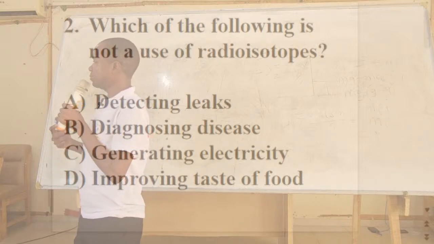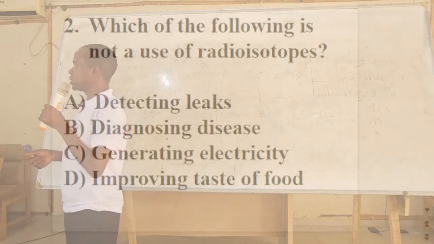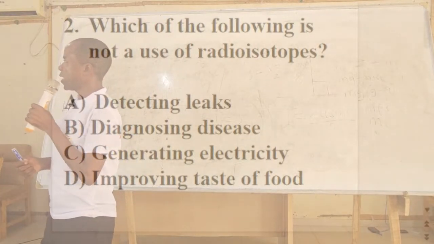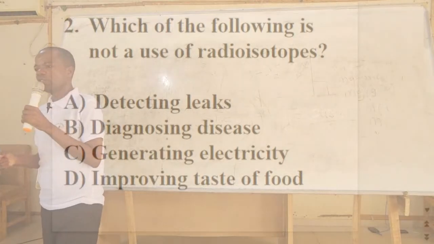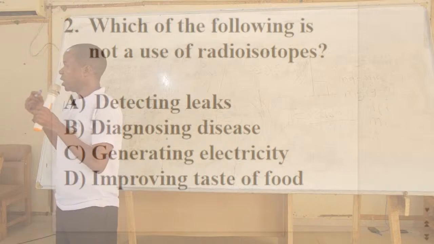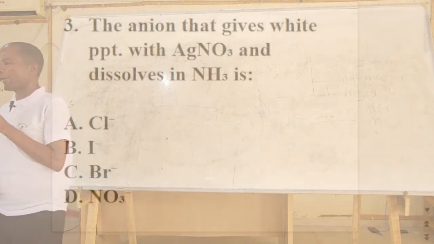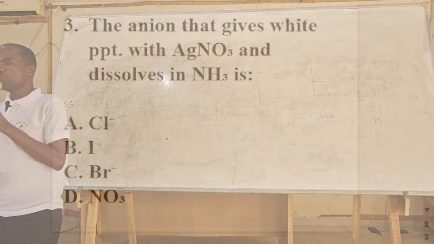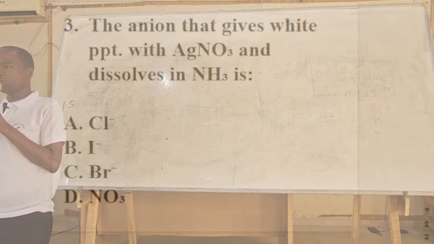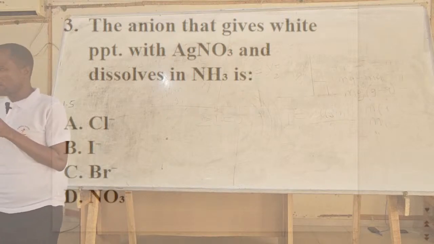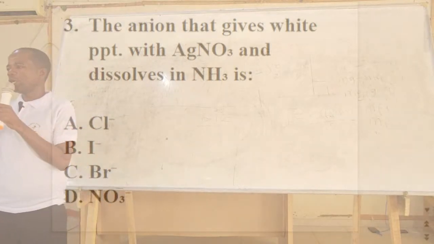The next slide. Okay, the anion that gives a white precipitate with silver nitrate(V) solution, soluble in ammonia, is dash. Now, option A chloride ion, bromide ion, iodide ion, and nitrate ion. Now, when we are testing for chloride, we do three things. Number one, we add silver nitrate(V) to that particular solution we want to test for chloride. After that, we add dilute HNO3. And finally, we add aqueous ammonia.